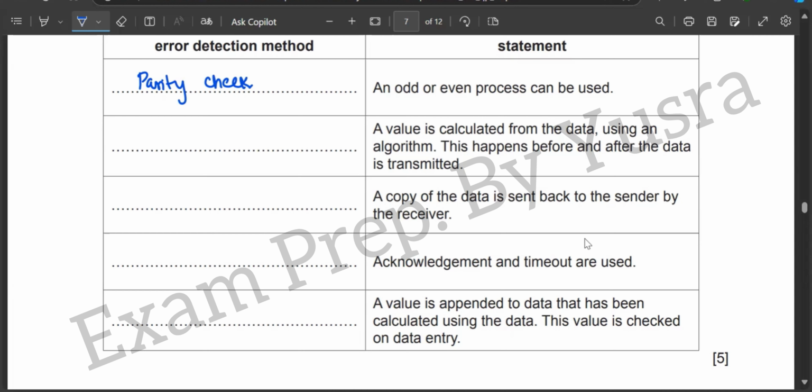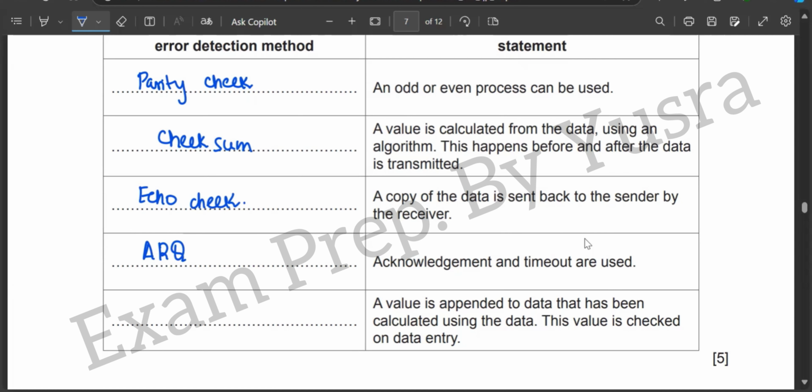A value is calculated from the data using an algorithm. This happens before and after the data is transmitted. In checksum, we calculate a value from the data using the algorithm, and this is sent before the data is transmitted and after the data is received at the receiving end. A copy of the data is sent back to the sender by the receiver. This is the echo check. And acknowledgement and timeout are used. We know that acknowledgement and timeout are used in the ARQ, automatic repeat query.